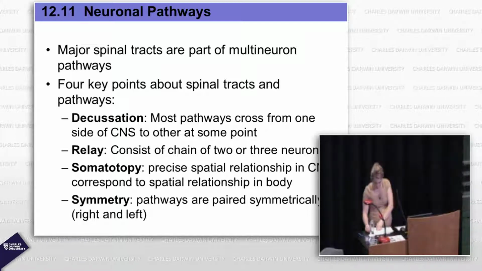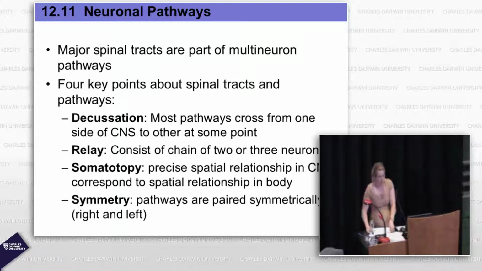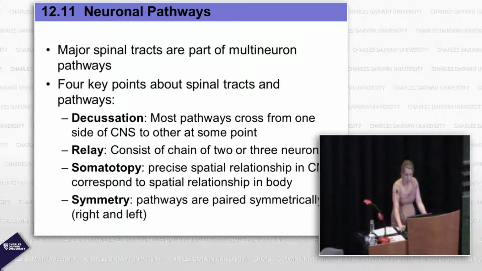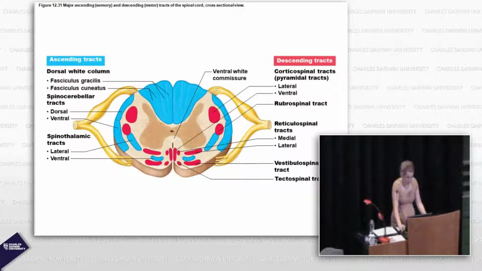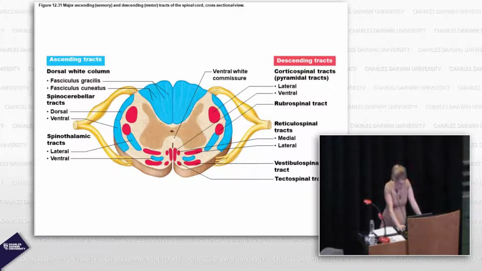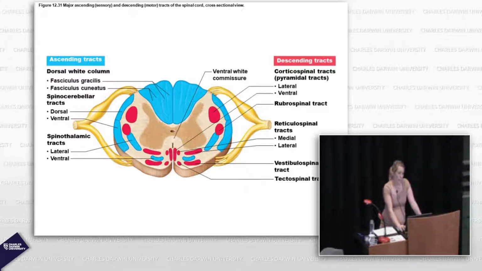The first ones that we're going to, I'll just have a look at this diagram again. We're going to talk about the ascending tracts first, those ones in the blue. And as I mentioned before, these are all sensory because they're going to the brain.